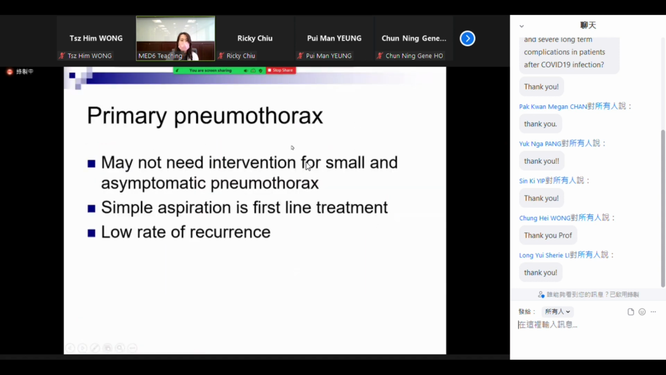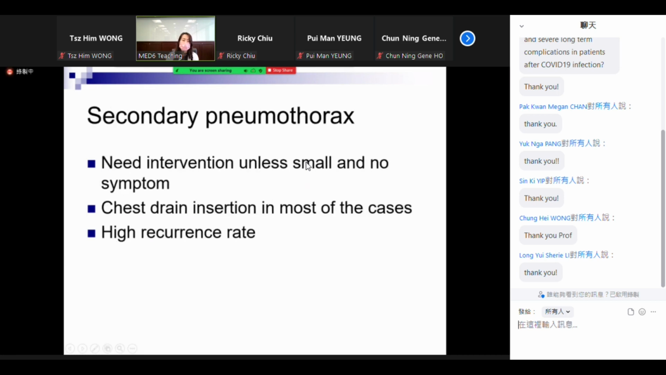So for primary spontaneous pneumothorax, if the size is small and without symptoms, then we may not need intervention. If the patient has a big pneumothorax and has symptoms, then we will try simple aspiration first. And for primary spontaneous pneumothorax, the rate of recurrence is lower than the secondary. For the secondary pneumothorax, we need intervention unless it is small and there are no symptoms.